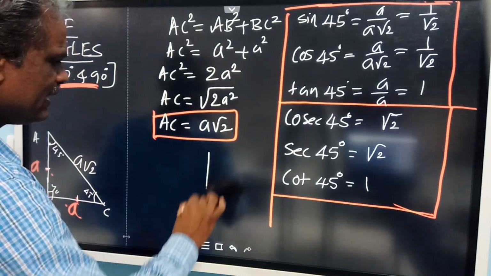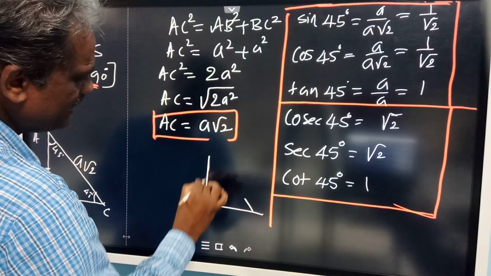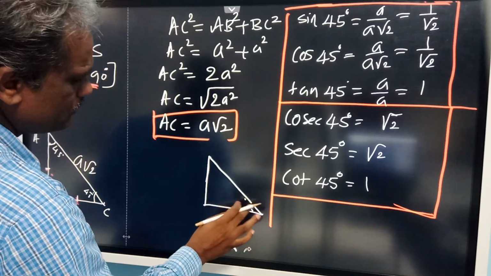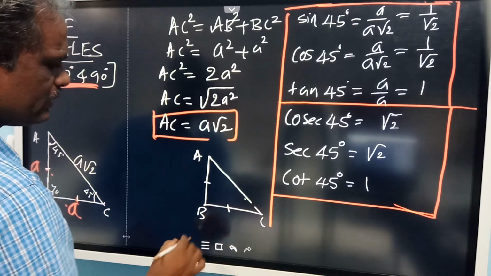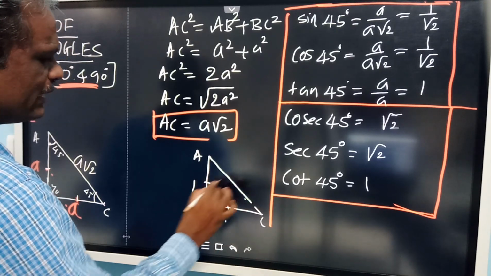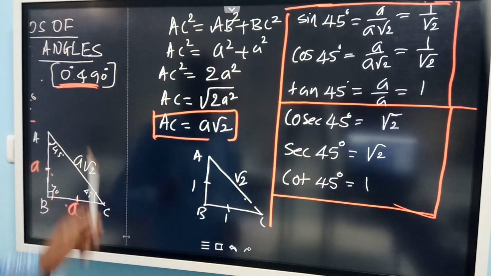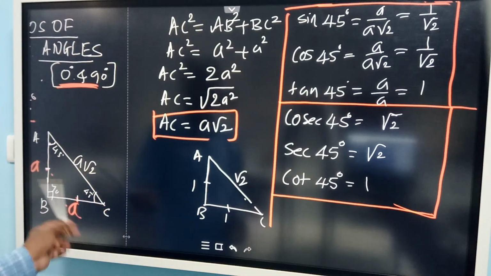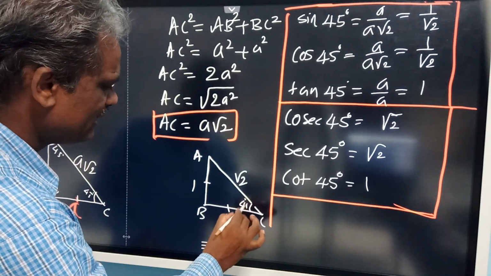You remember this triangle, a right angle triangle, which is an isosceles right angle triangle. These two sides should be equal. A, B, C. You can write the sides as 1, 1, root 2, that is A, A, A root 2; if you divide by A, you will get 1, 1, root 2. Looking at this, these two angles are 45 degree, no?